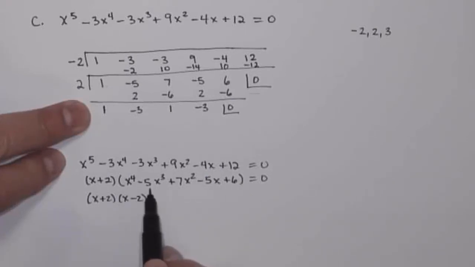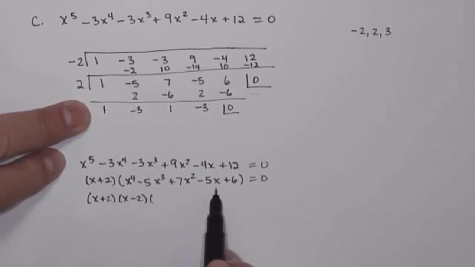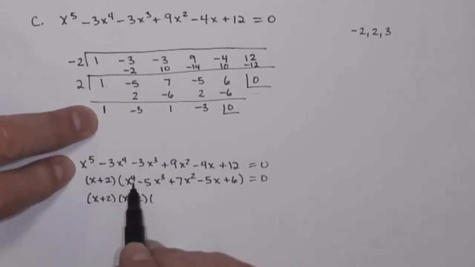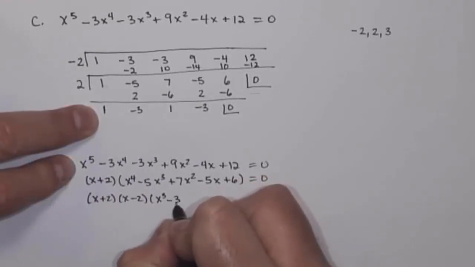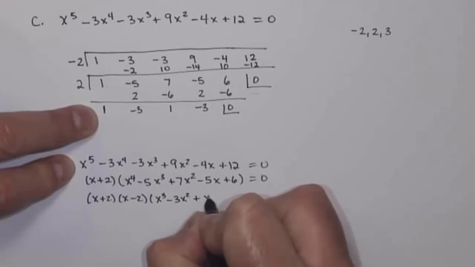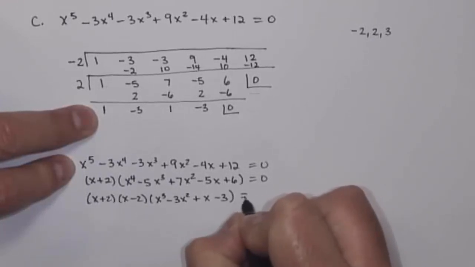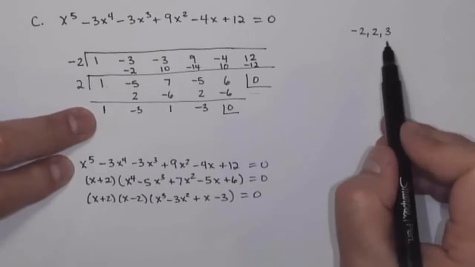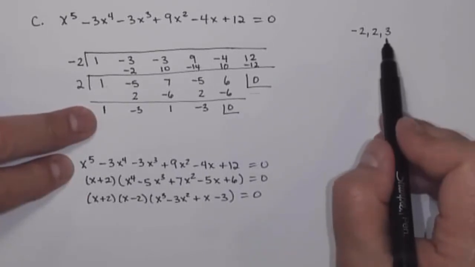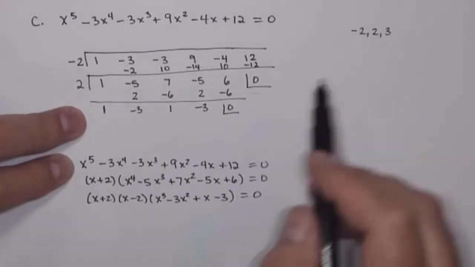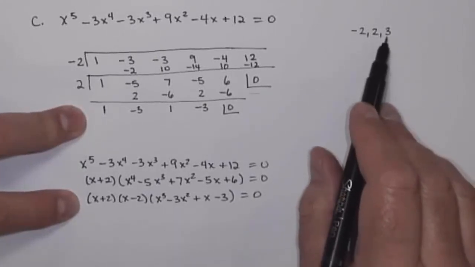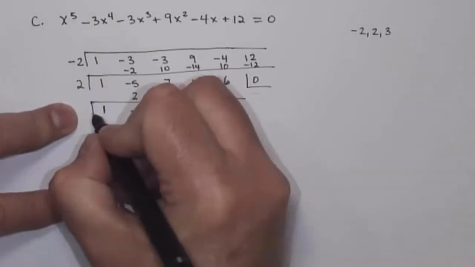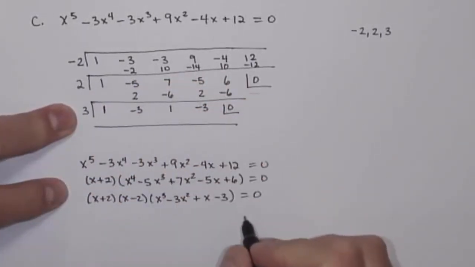So this x to the fourth minus 5x cubed plus 7x squared minus 5x plus 6 factors into x minus 2 times, now again we had x to the fourth, so inside here now we're going to have 1x cubed minus 3x squared plus x minus 3. Now I'm going to check to see if 3 is a 0, and it looks like it should be, which means this should factor into x plus 2 times x minus 2 times x minus 3 times something. So let's put the 3 here and run through again.